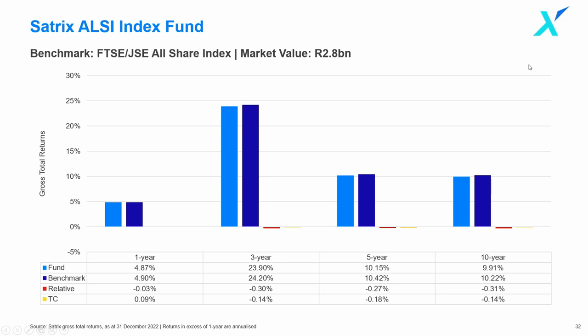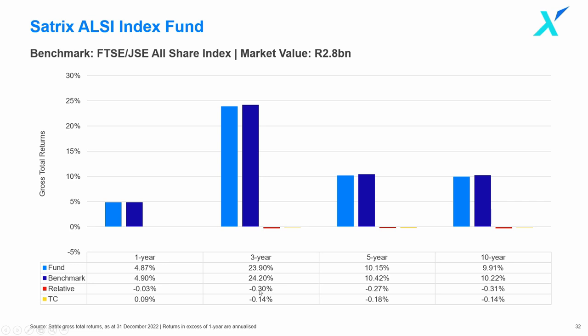So just to illustrate here, this is our All Share Index Fund unit trust. And you'll see that over the last year, the tracking has been incredibly tight, only a 3 basis point differential. This is before fees. Even though we had 9 basis points of transaction costs on the unit trust. So you can see that that tracking error has been incredibly tight.